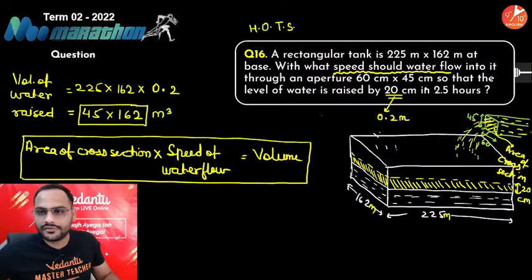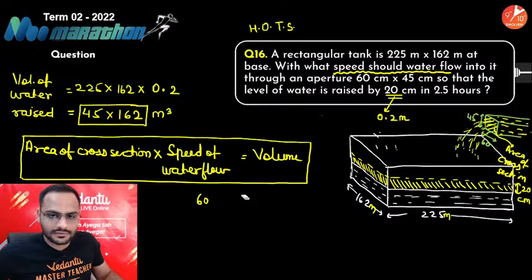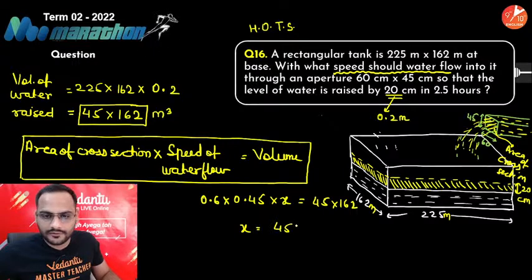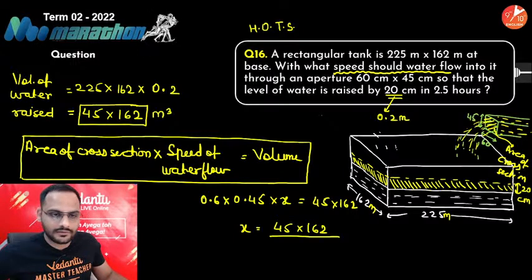So this area of cross section is 60 centimeter by 45 centimeter. तो 60 by 100 is 0.6 meters में करना पड़ेगा ना. So 0.6 into 0.45 into speed of water flow is, let's say, x should be equal to this 45 into 162. So we'll be getting x is equal to 45 into 162 divided by, अरे नहीं, wait, टाइम भी तो मल्टीप्लाई करना है.